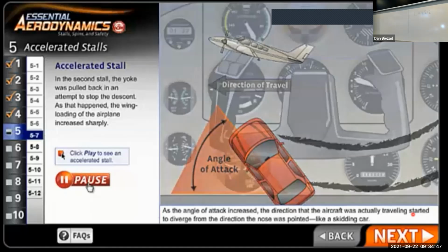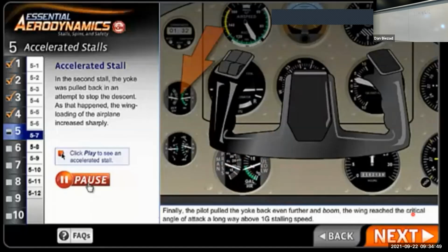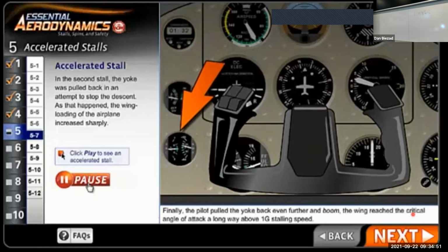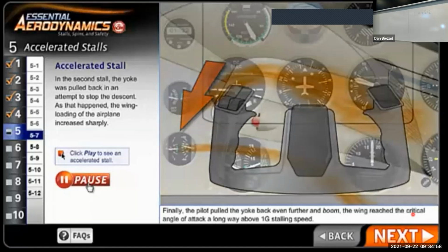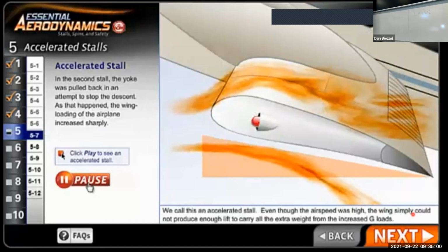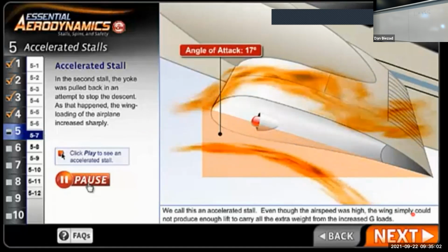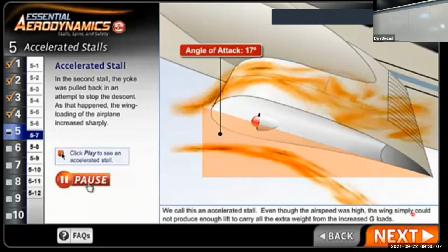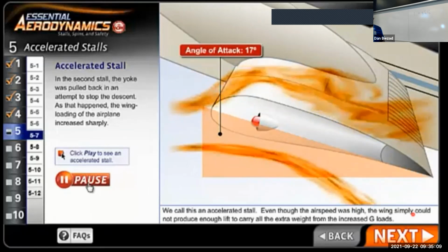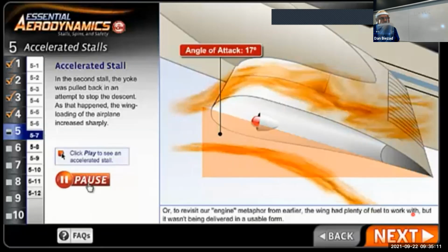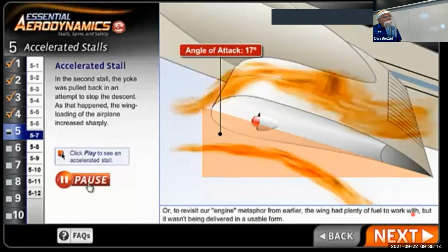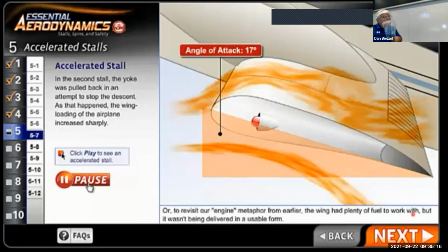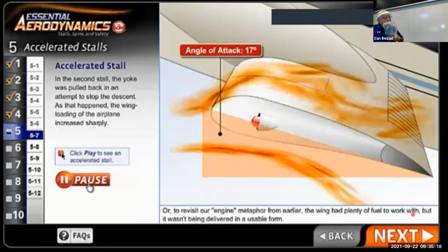Finally, the pilot pulled the yoke back even further, and boom, the wing reached the critical angle of attack a long way above the 1G stalling speed. We call this an accelerated stall. Even though the airspeed was high, the wing simply could not produce enough lift to carry all the extra weight from the increased G loads. Or, to revisit our engine metaphor from earlier, the wing had plenty of fuel to work with, but it wasn't being delivered in a usable form.